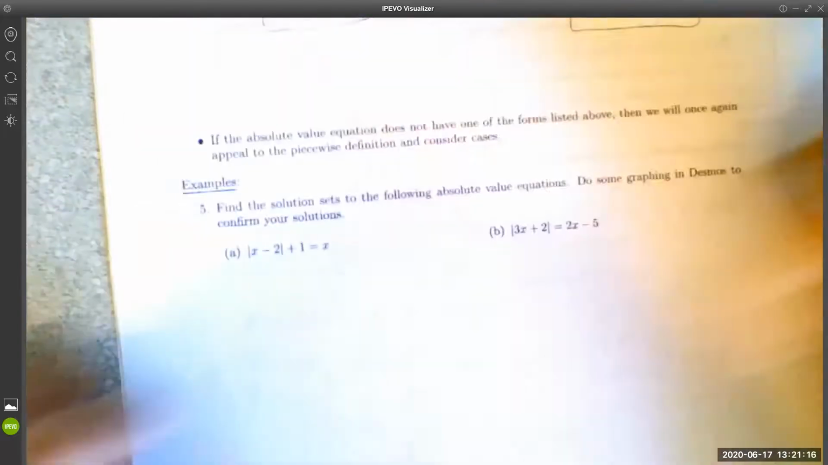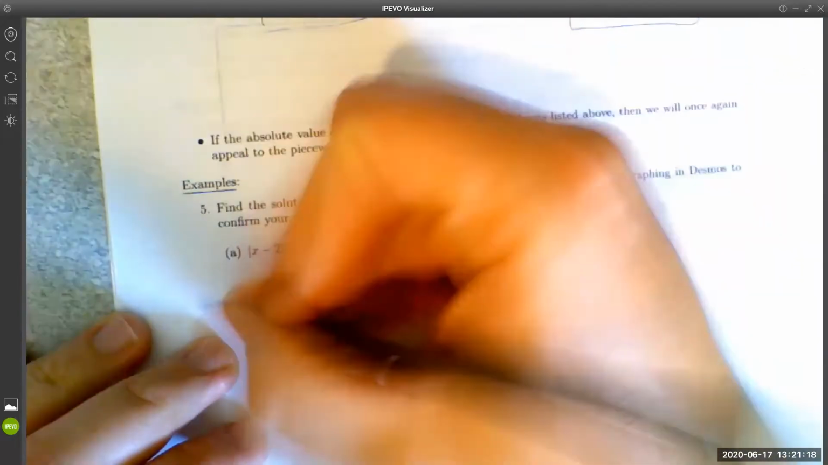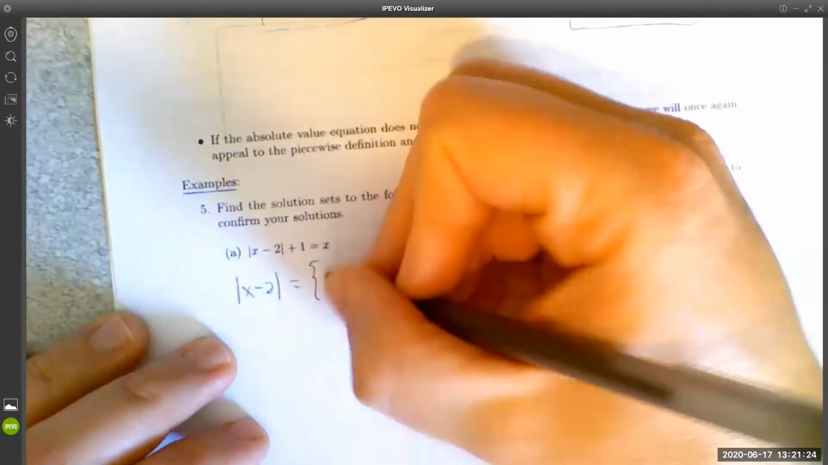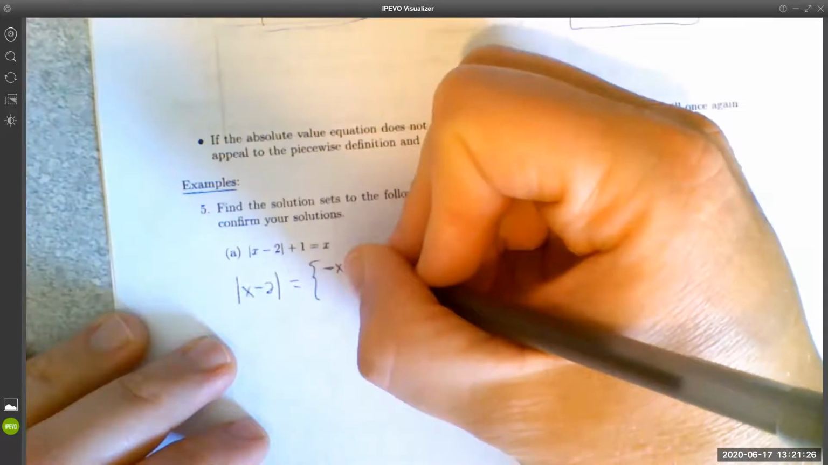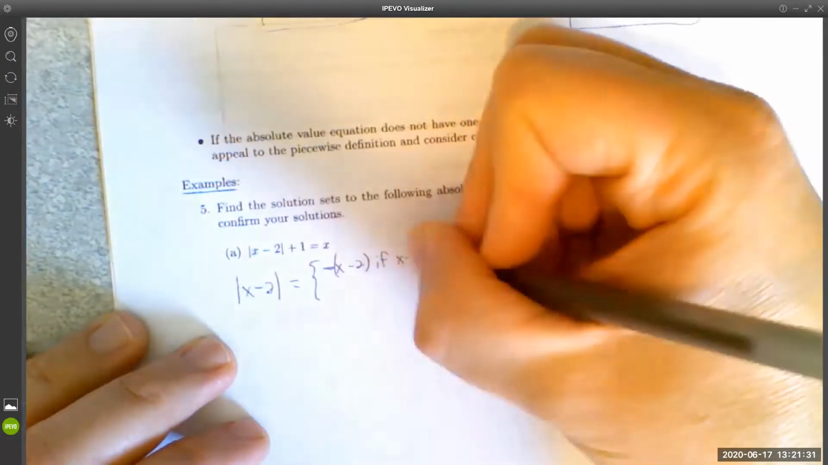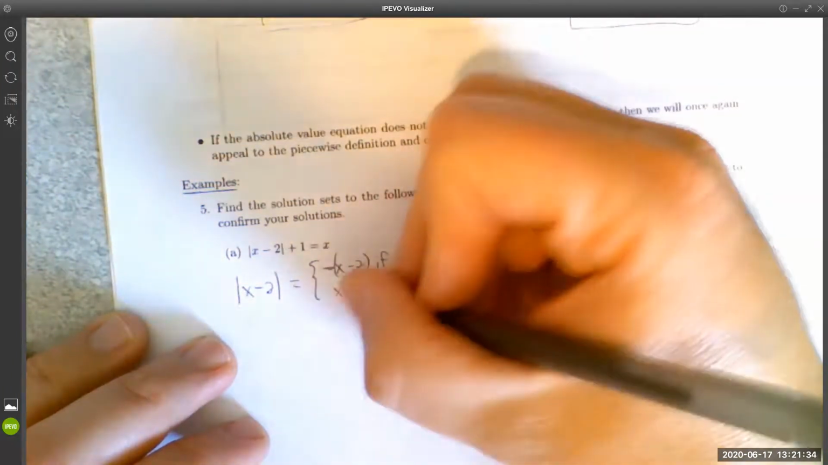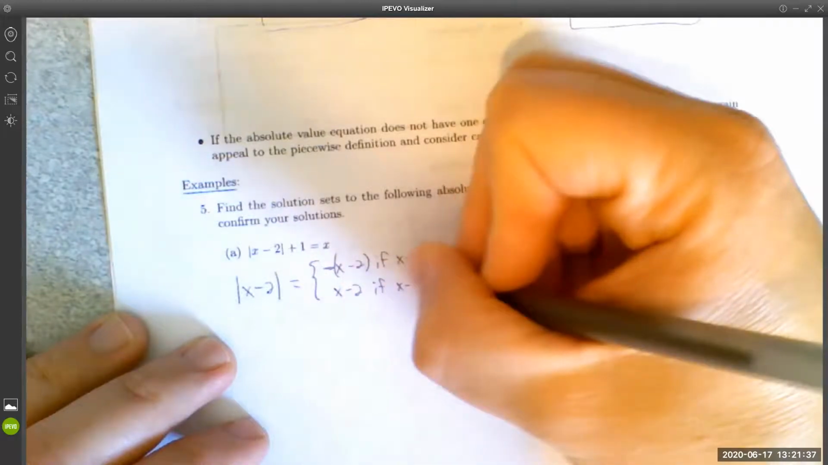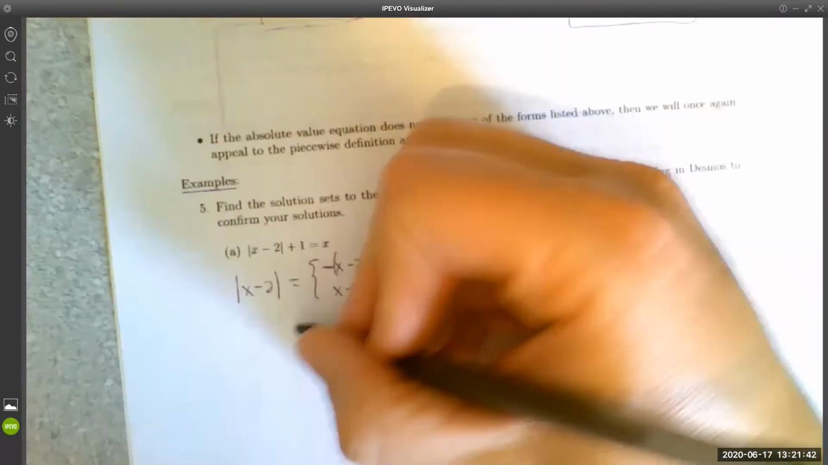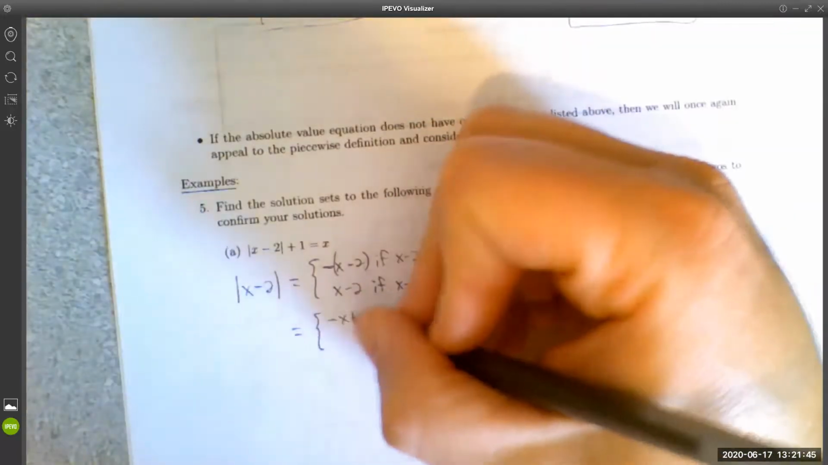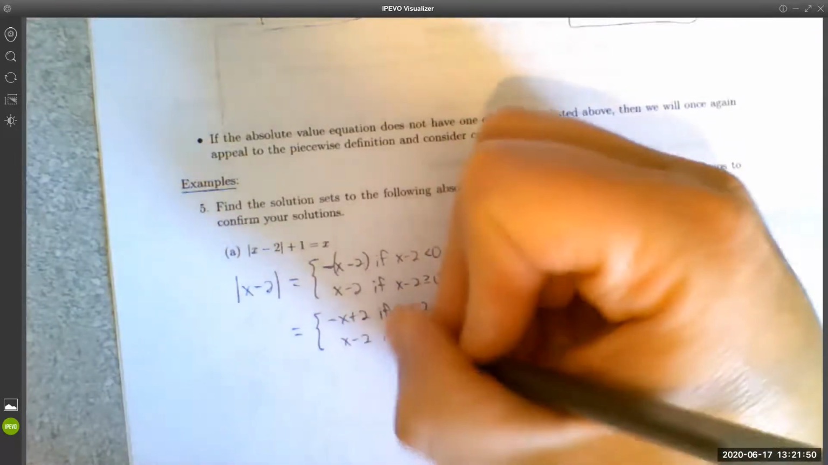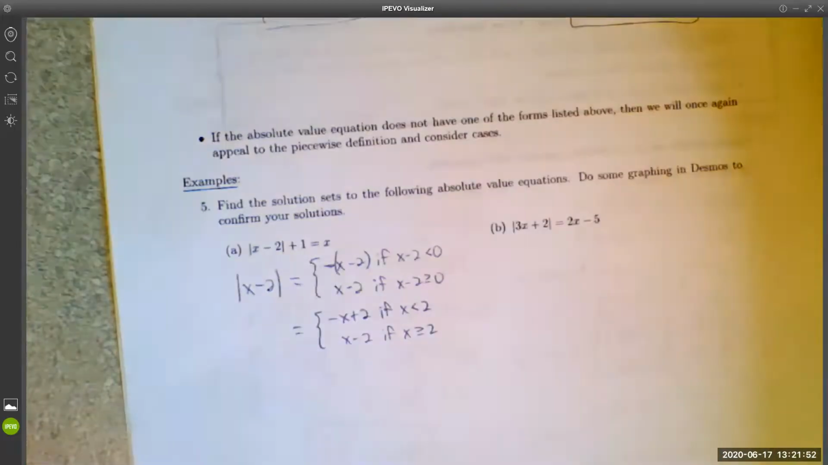The absolute value of x minus 2 is negative x minus 2 if x minus 2 is less than 0, and then it's x minus 2 if x minus 2 is greater than or equal to 0. So that's equal to negative x plus 2 if x is less than 2, and x minus 2 if x is greater than or equal to 2, right?